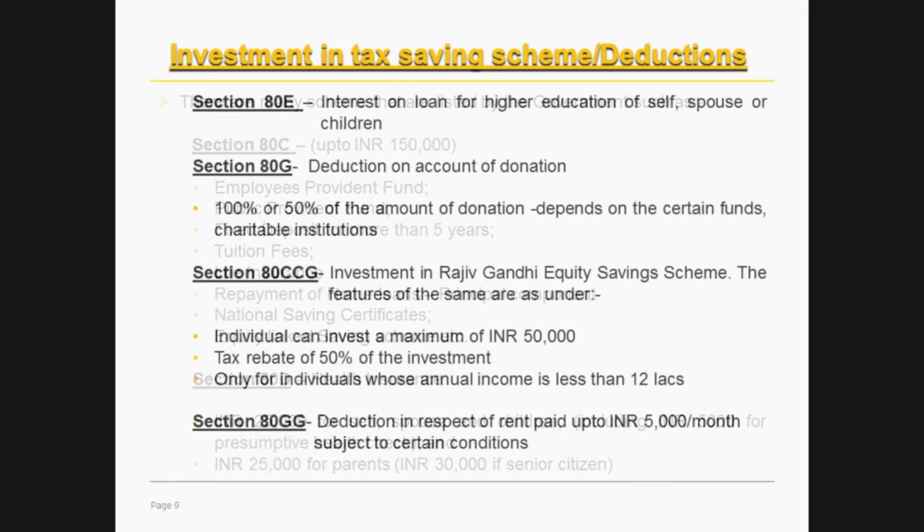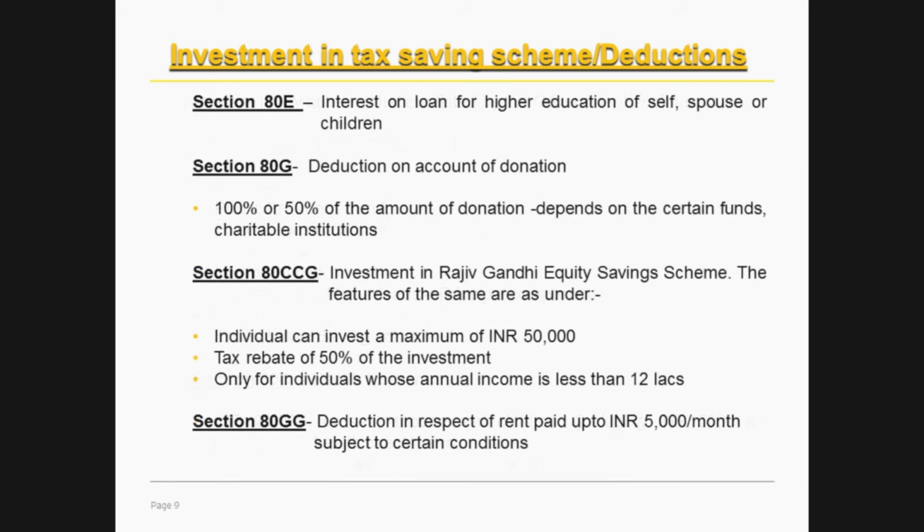Number three is section 80E. Interest on loan for higher education for yourself, your spouse or children. That means you can claim a deduction under section 80E if you have obtained any loan for higher education. Number 4 is 80G. Deduction on account of donation to any trust or charitable trust or any other approved fund. Deduction can be 100% or 50% depending upon the fund.